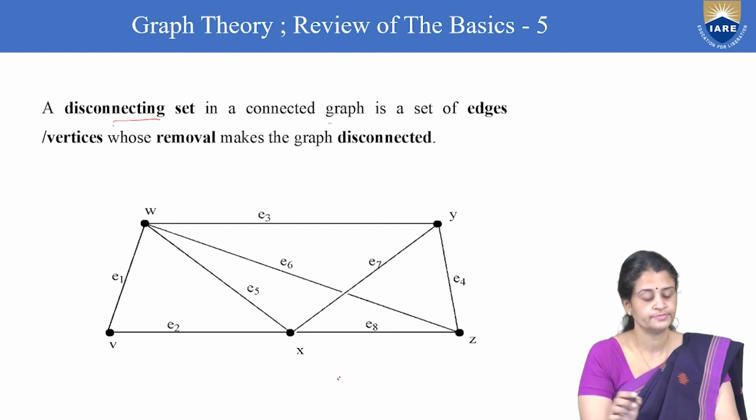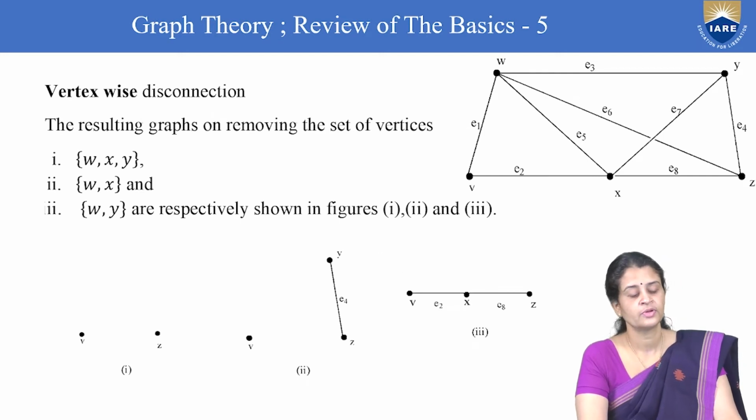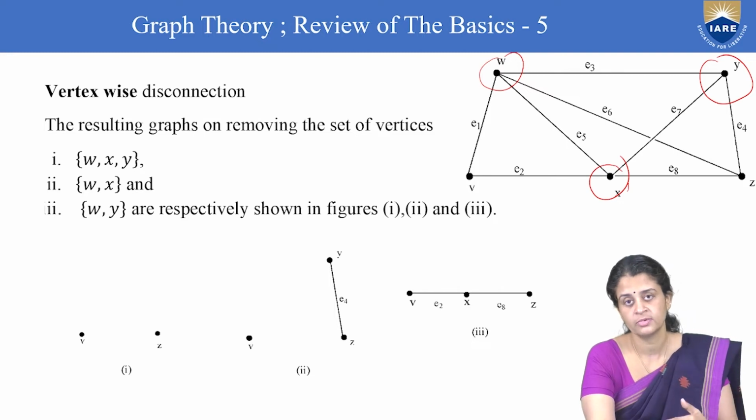Now consider this figure with vertices W, V, X, Y and Z and edges E1, E2, E3, E4, E5, E6, E7, E8. Now we will see what happens here. Vertex-wise disconnection. If I am removing these vertices W, X and Y, what will happen? The graph will be totally disconnected, right? I'm removing this one, this one, this one. When a vertex is deleted, the edges which are incident with those vertices are also removed.